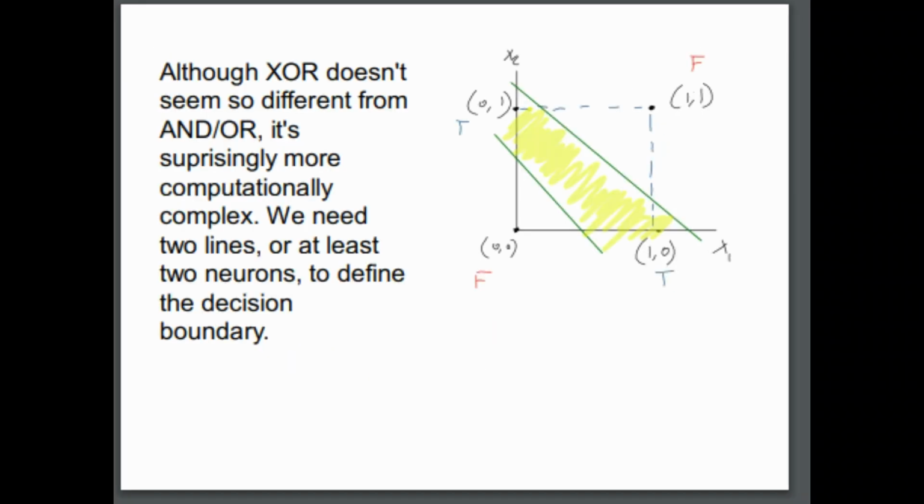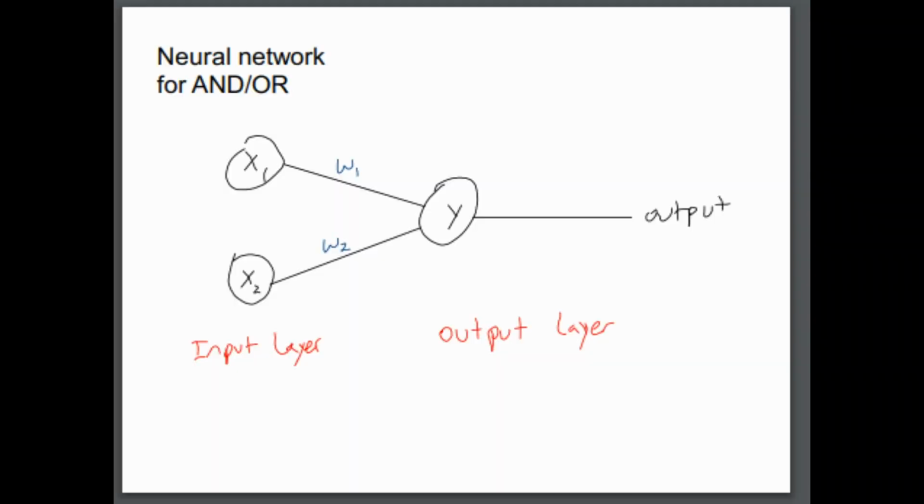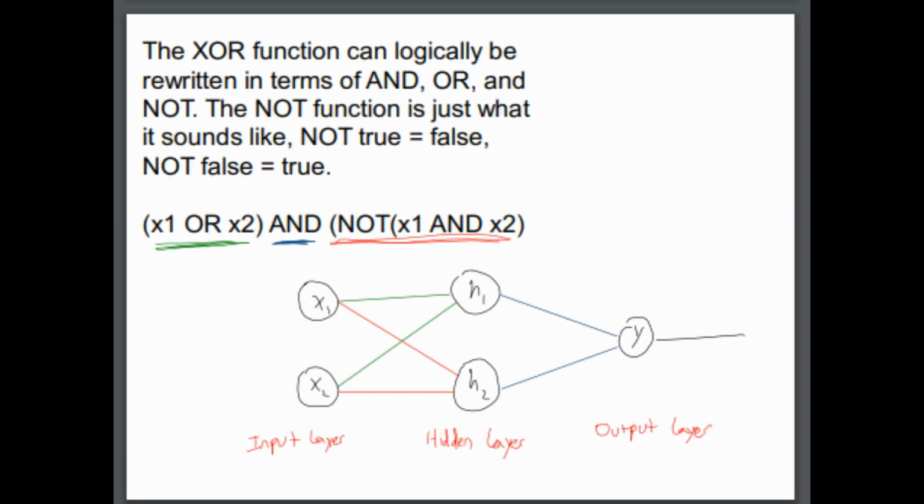Although XOR doesn't seem so different from AND/OR, it's surprisingly more computationally complex. We need two lines, or at least two neurons, to define the decision boundary. Once we can draw two lines like so, then we can actually separate the classes. So here's an example of the neural network for AND/OR. We have the input layer and the hidden neuron with the output, but the XOR function can logically be written in terms of AND, OR, and NOT.